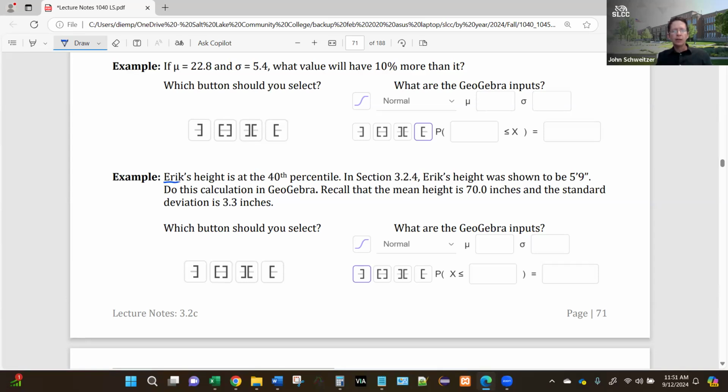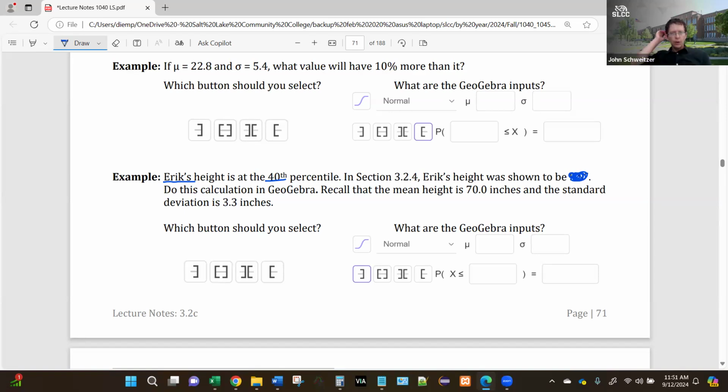Okay, so we've got Eric. Eric is at the 40th percentile for height. Okay, so he's a little bit short, but not super short. He's still taller than 40% of the population. So if you're reading the book, it was shown that his height was that. I'm going to cover it up for a second. And so basically what we want to find is the 40th percentile for men's heights. Okay, so we're looking at adult males, and we want to find the 40th percentile for adult males.